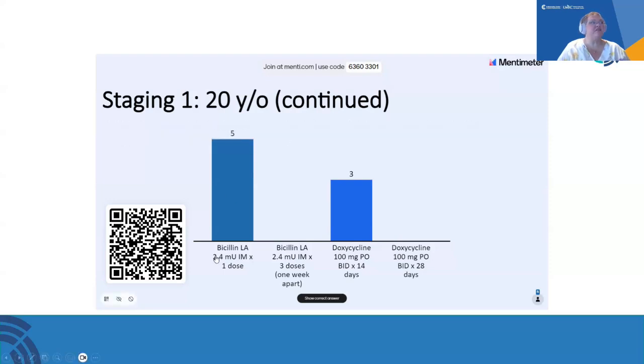Excellent. Yes, this is the appropriate treatment for primary: 1 dose, or doxycycline twice a day for 14 days. Perfect.